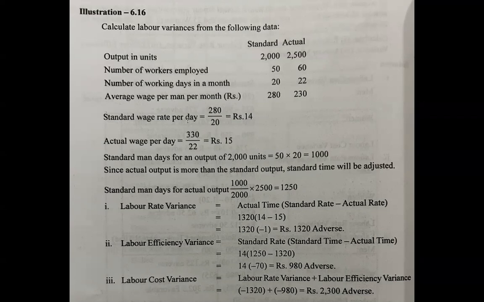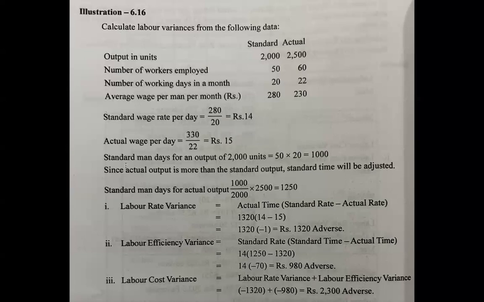What is the standard? He has given the total wages for the month, and how many days in a month are you working? 20 days. So per day, 280 by 20, the standard wage rate per day is 14, which you have calculated. Likewise, the actual wage per day is 330 by 22, which is 15 rupees.